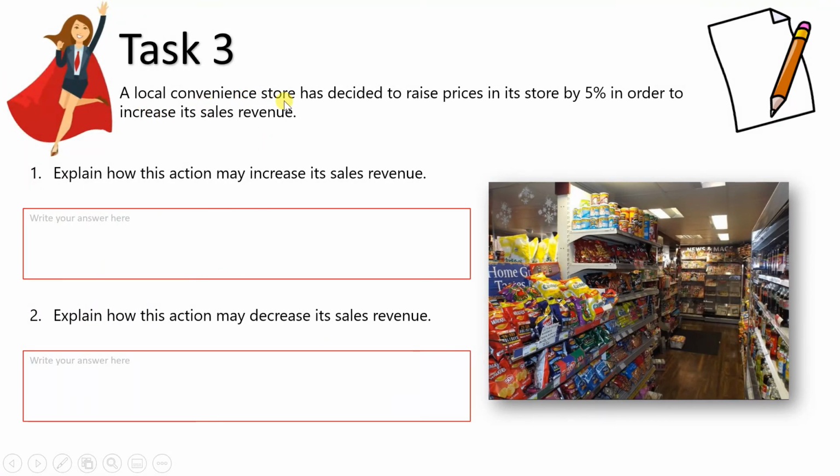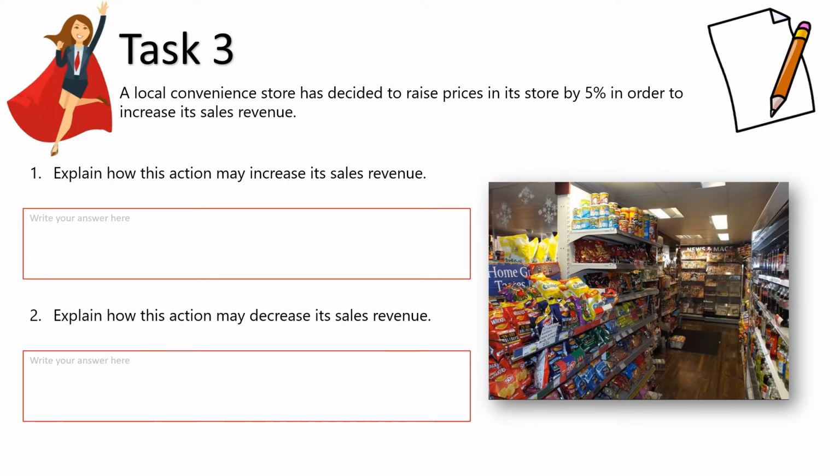Task 3. A local convenience store has decided to raise prices in its store by 5% in order to increase sales revenue. Question 1. Explain how this action may increase its sales revenue. Question 2. Explain how this action may decrease its sales revenue. Yep, that's right, you heard it, decrease.